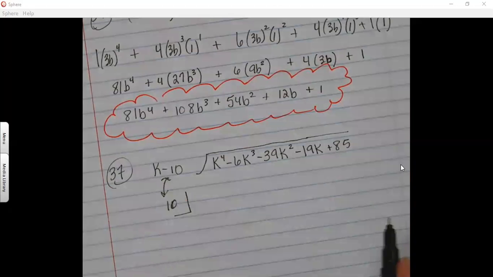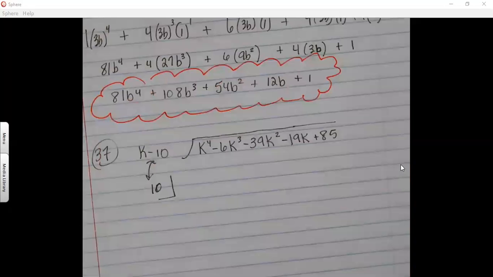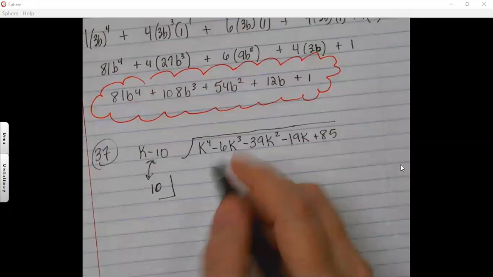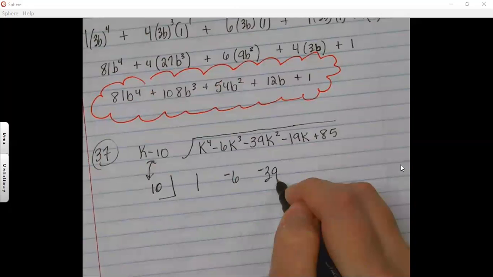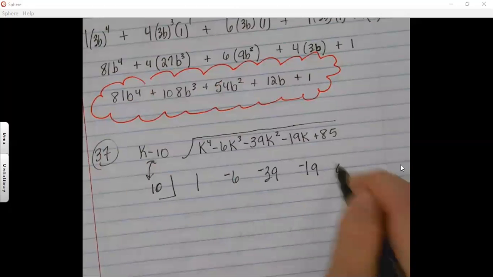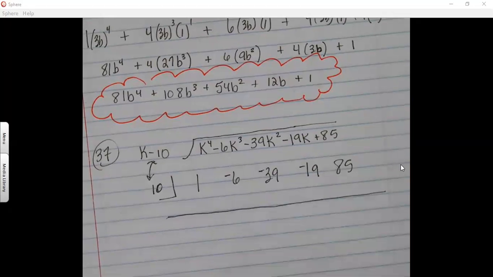Move that bus. And then I'm going to bring down the coefficient of each term. So what's the coefficient of K to the 4th? 1, and then negative 6, negative 39, negative 19, and 85. And then remember, I skip a line and draw a line. Then what? Bring down the 1.